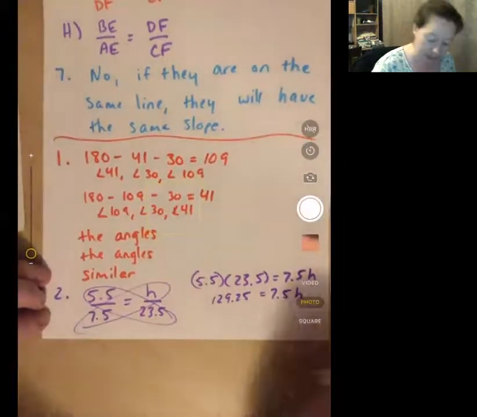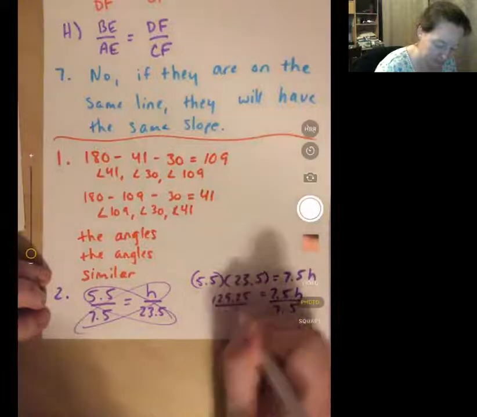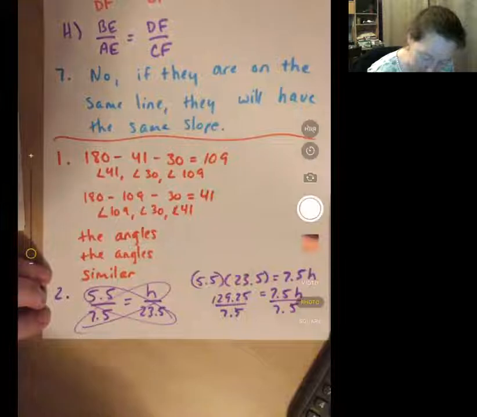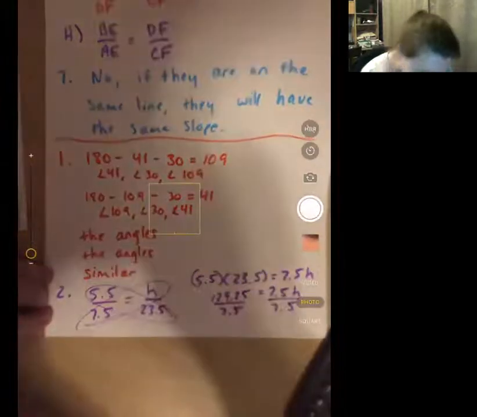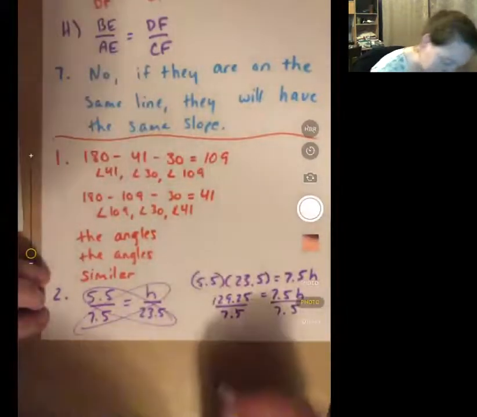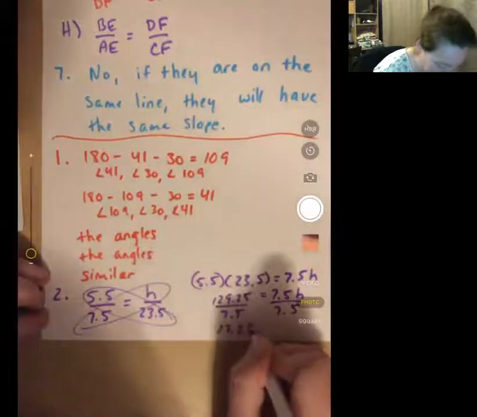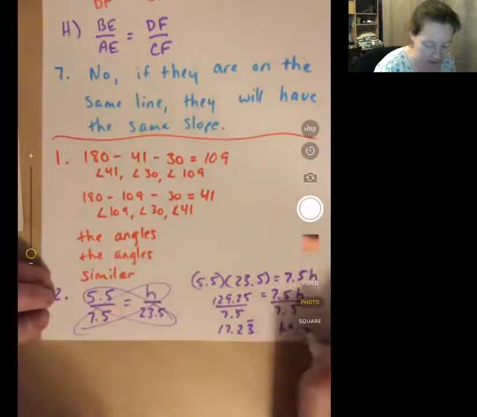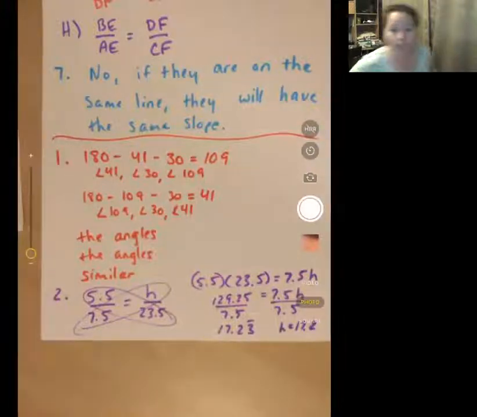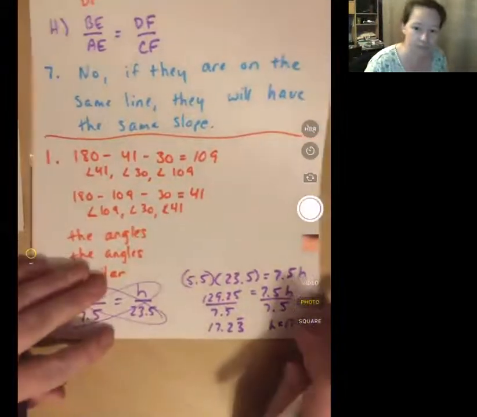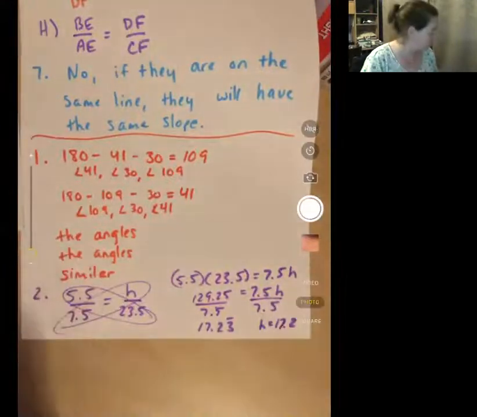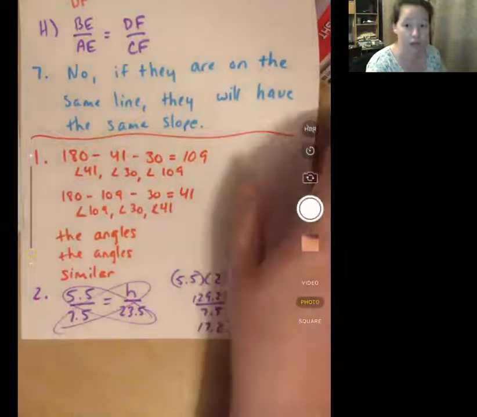Because that is connected by multiplication, I am going to divide it. So divided by 7.5 gives me 17.23 repeating. It wants us to round it to the nearest tenth. So I am going to put that h is 17.2 feet for that one. If you need to pause, go ahead and pause. I am putting it on to the next problem.